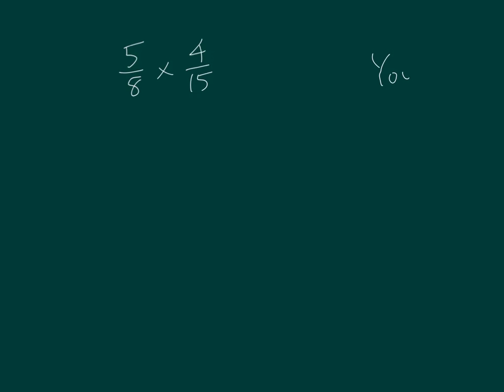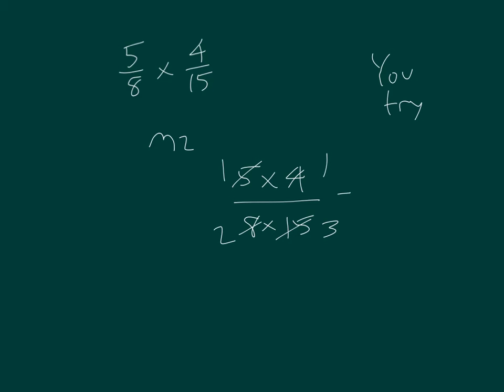Here's another one for you to try. This time, use method 2 with canceling as you're working through the problem. Fifteen cancels to become 3, 5 becomes 1, 4 canceled to become 1, 8 canceled to become 2. So you have 1 times 1 over 2 times 3, which equals 1/6. 5/8 times 4/15 equals 1/6. Compare your work.